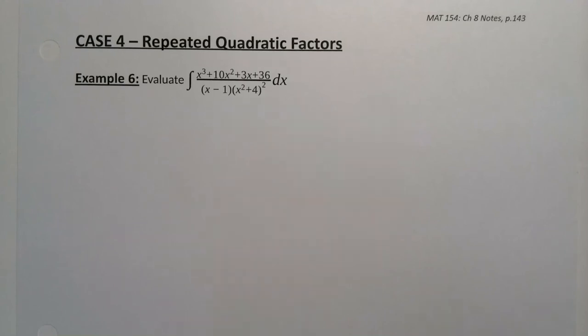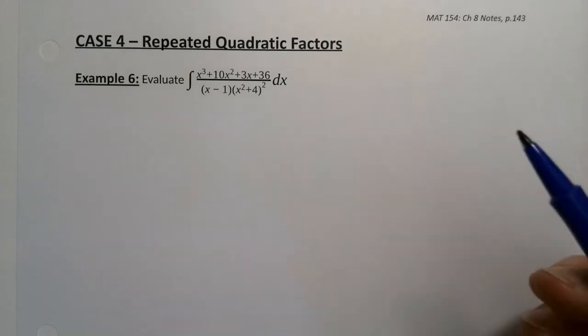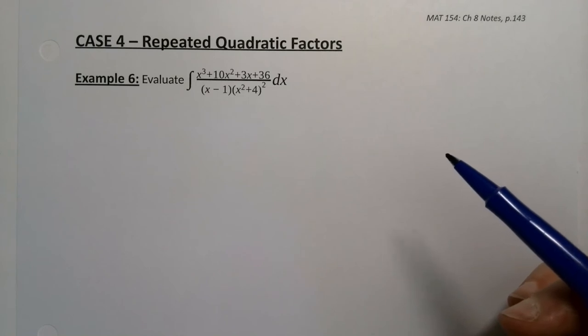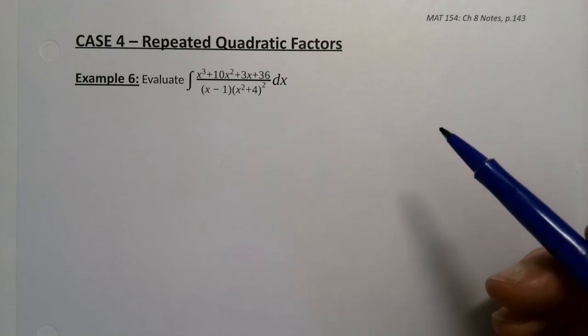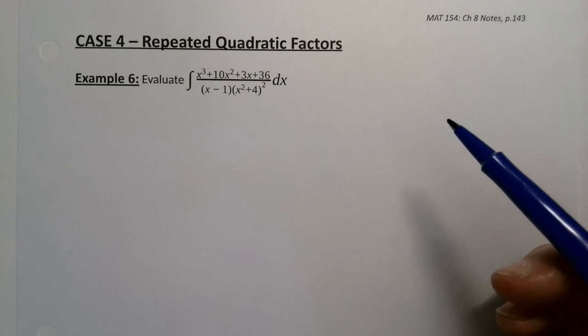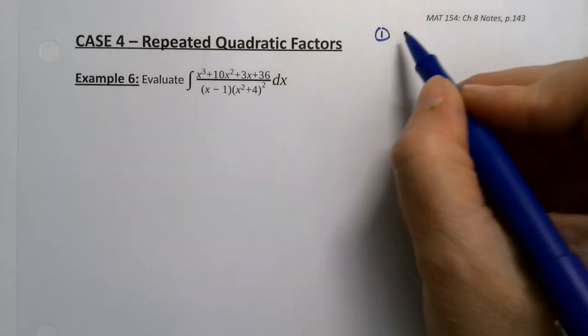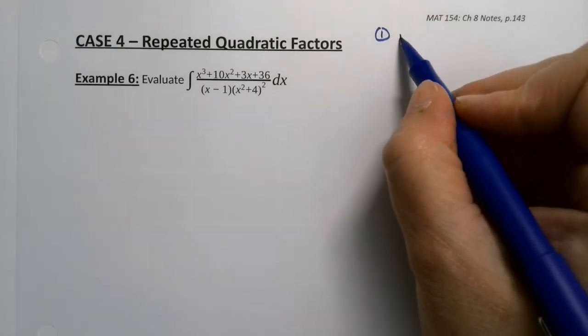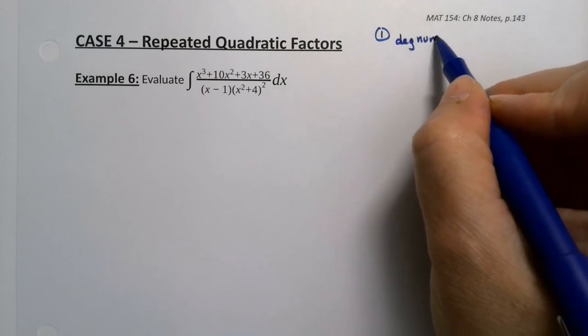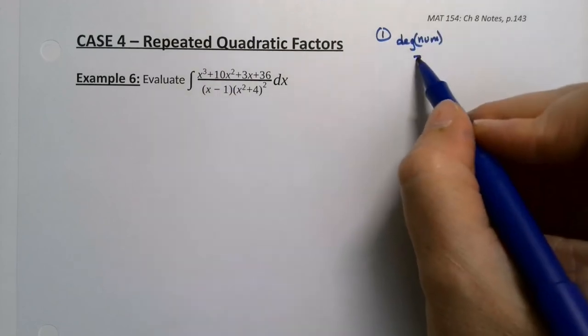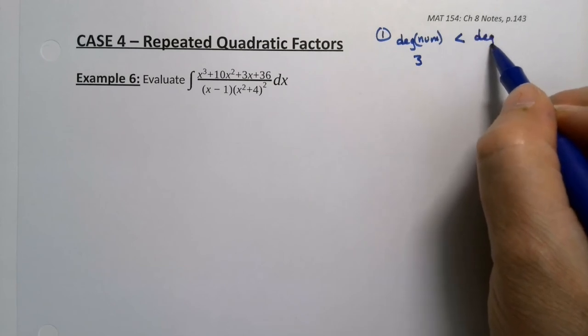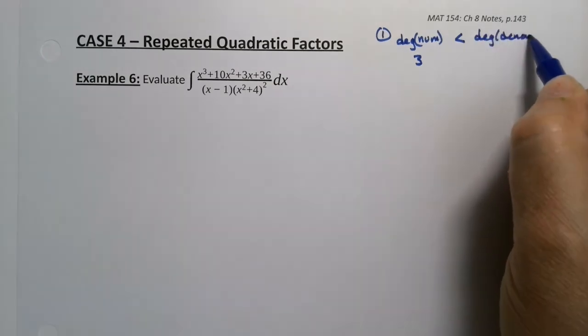It's time for the most tricky case that we are going to work with, which is repeating quadratic factors. It's never a good sign when I purposely set it up to be 2 pages in the notes. It always means trouble. All right, so let's do step 1 really quickly. So step 1 is that the degree of the numerator, which is 3, is less than the degree of the denominator. We hope and pray.